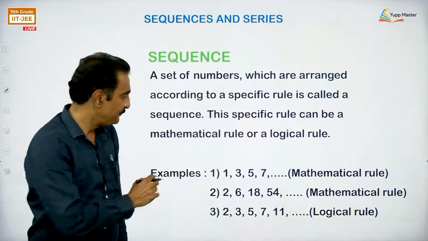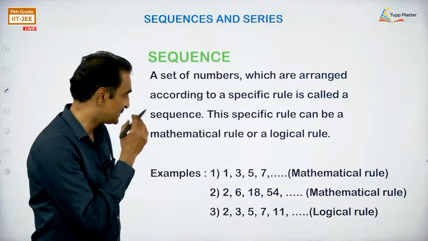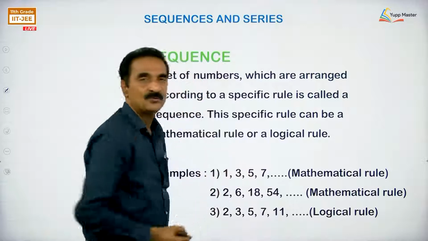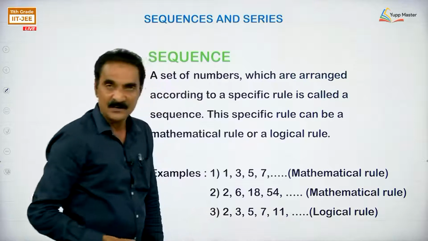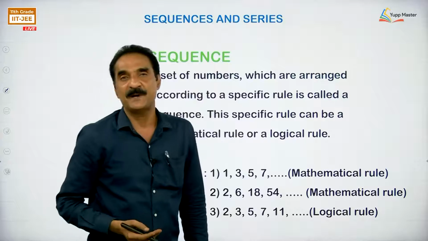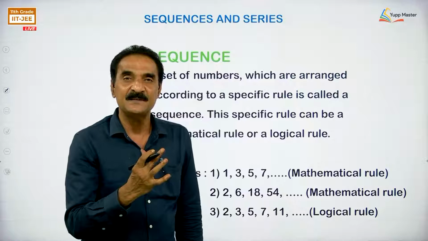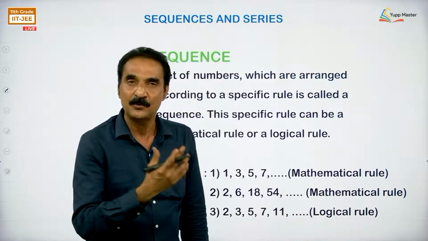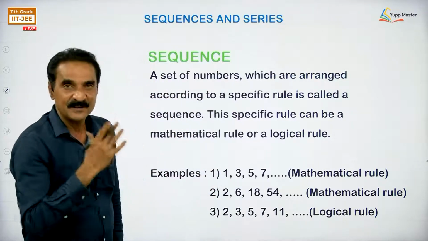What is the common rule applied in these numbers? The first number is 1. Adding 2 to the first number, you get the second number 3. Again adding 2, you get the third number. Third number plus 2 is the fourth number. So every term is obtained by adding 2 to the preceding term. So the mathematical rule is addition of 2. So this is a sequence, it is following a mathematical rule.